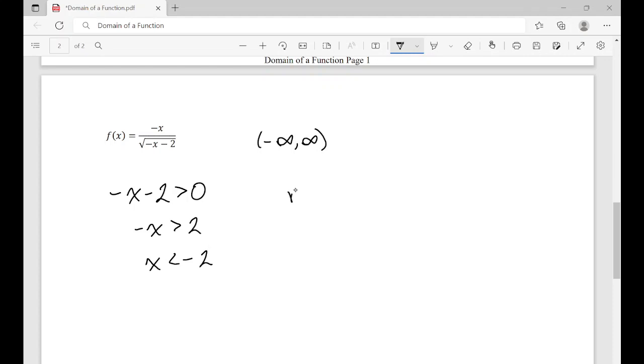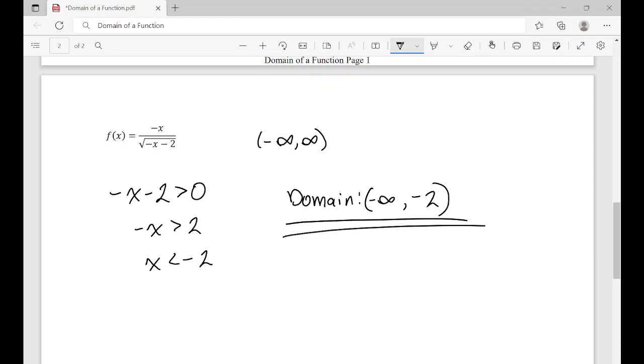So for our domain, we can say that this is negative 2, and this is less than, or going to the left, so it's starting off at negative infinity. Again, a parentheses there, and since it's not equal to, a parentheses here. So the domain of this function goes from negative infinity to negative 2.